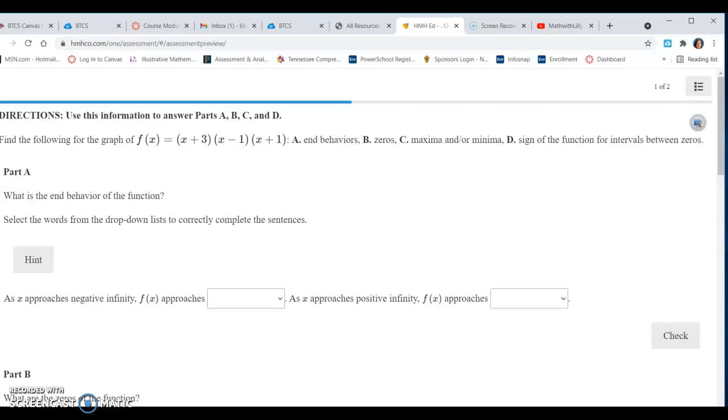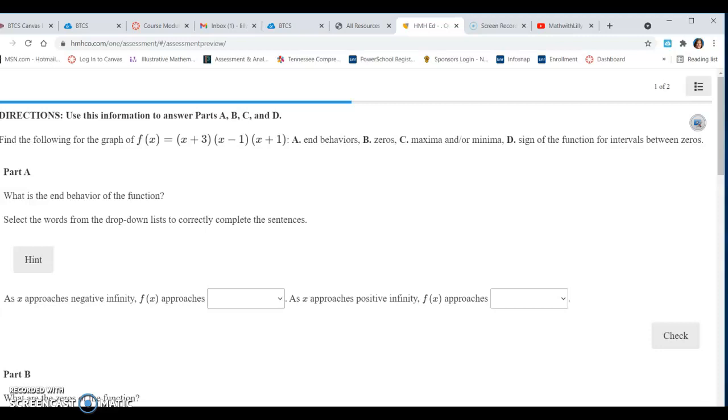Lesson 3.2, this is the Do the Math. So we're looking at analyzing graphs of polynomial functions. Let's get started. It says find the following for the graph of f of x: end behavior, zeros, max and min, and the sign of the function for intervals between your zeros.